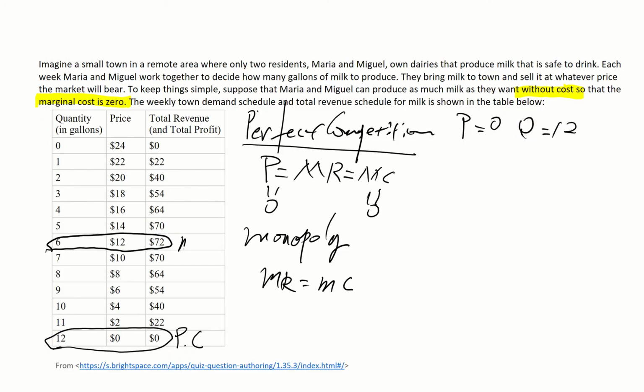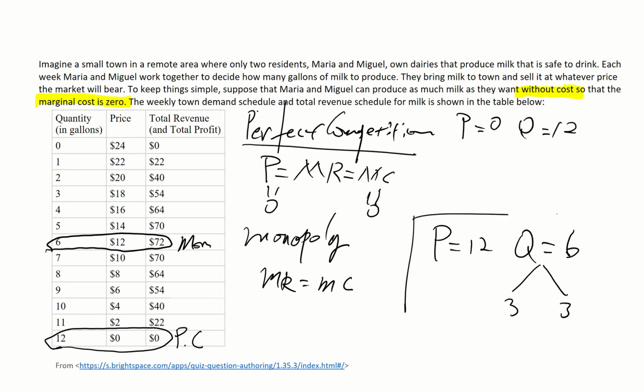So this will be the monopoly outcome. For the monopoly outcome, you're going to have a price of $12 and a quantity of 6 units. This quantity of 6 units will be shared between Miguel and Maria, so each person produces 3. The reason that's important is that this is the best outcome for the entire marketplace, at least for the 2 sellers.